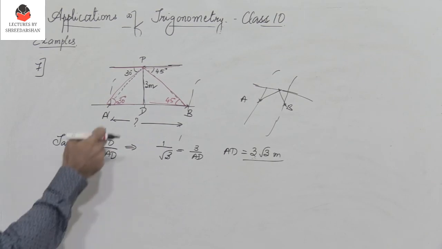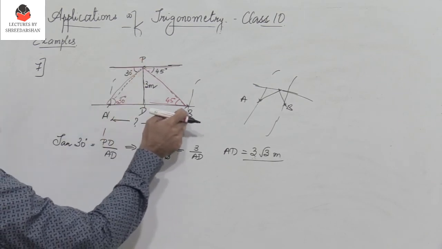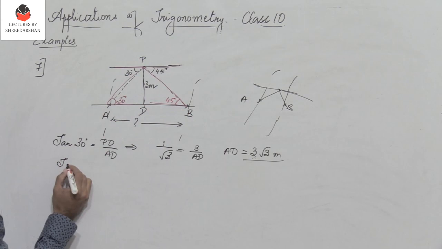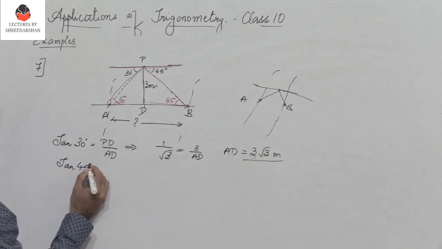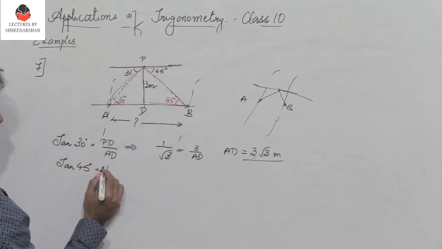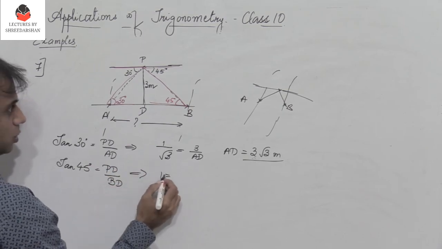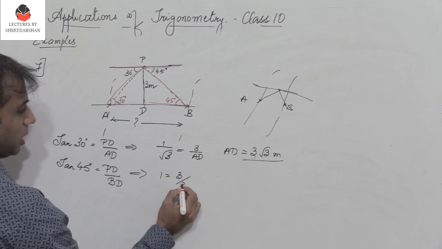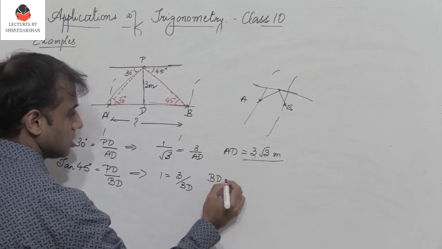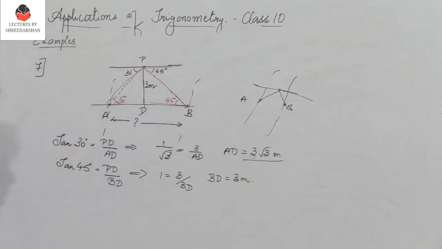So now let me consider this right angle triangle PDB. If I consider tan 45 degrees, tan 45 is the opposite side, which is PD, divided by BD. So this implies 1 equals PD, which is 3, divided by BD. So what is BD? It is nothing but 3 meters. Okay, so I need to find the length of the river.